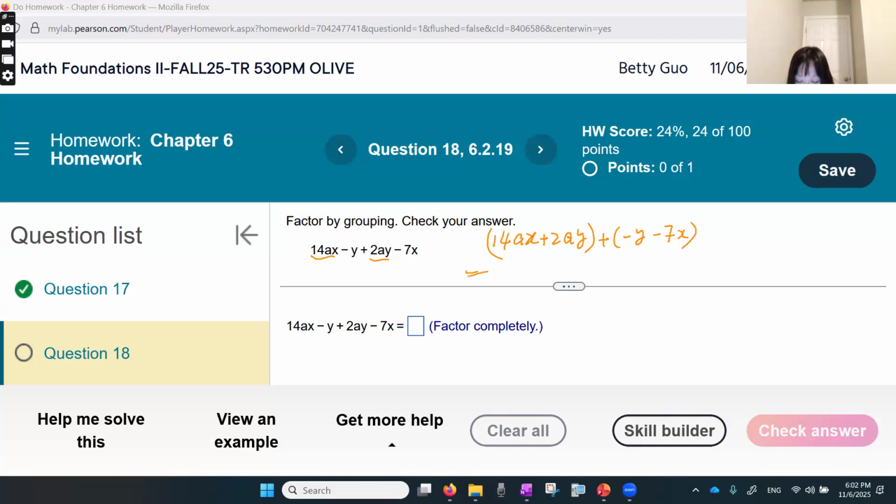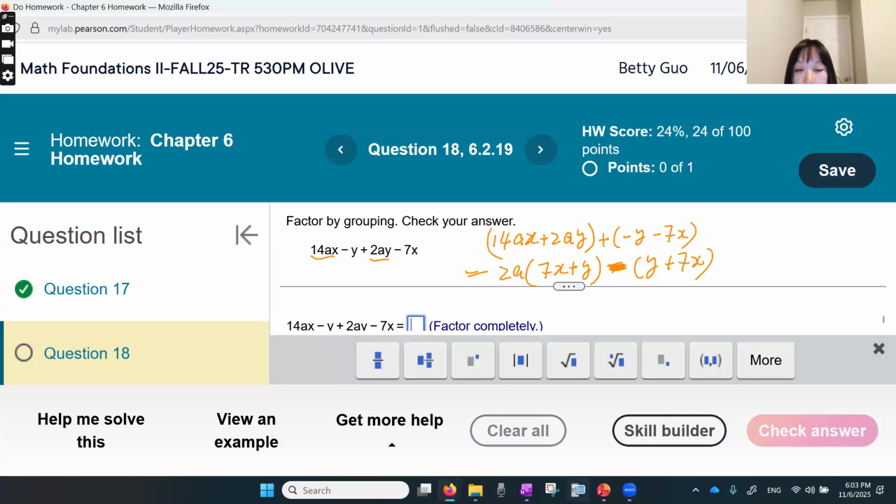In the first group we factor 2a out, so we have 7x plus y, agree? Second group, take out a negative sign, so we have y plus 7x. Same thing, 7x plus y. Okay, we found our common binomial factor.